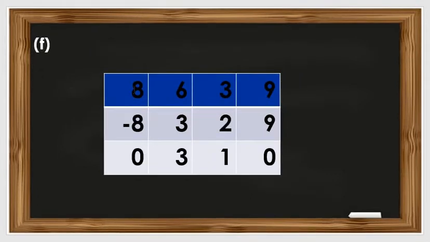Then question number F. What is it, all students? 8639 is our question, minus 8329. 8639 minus 8329.